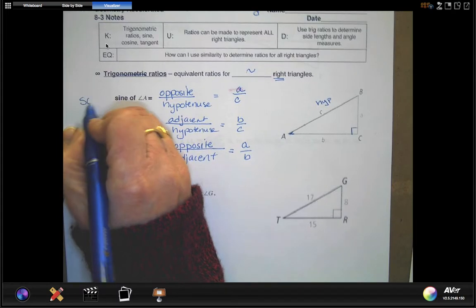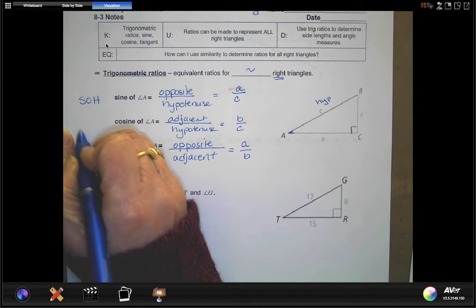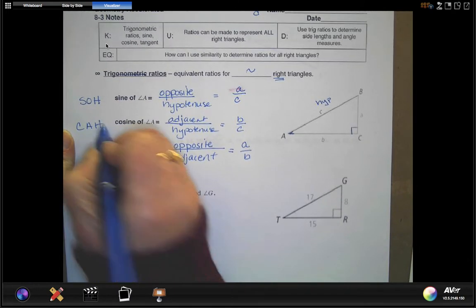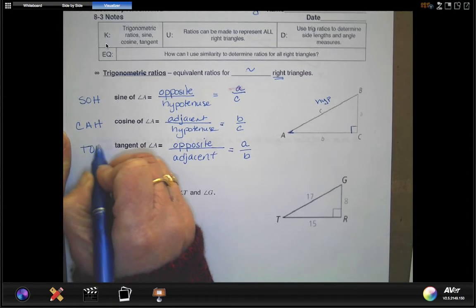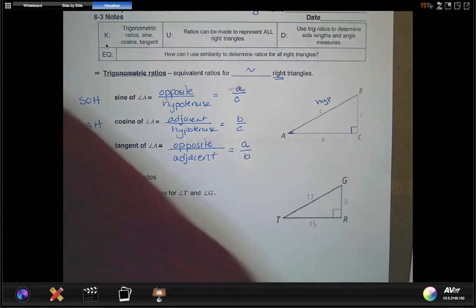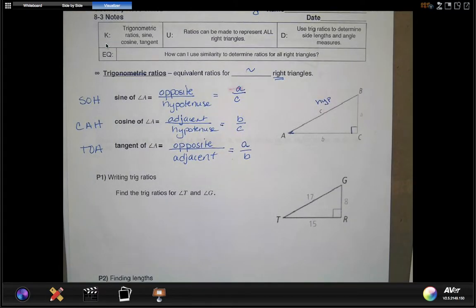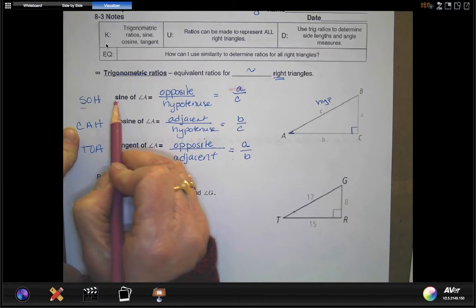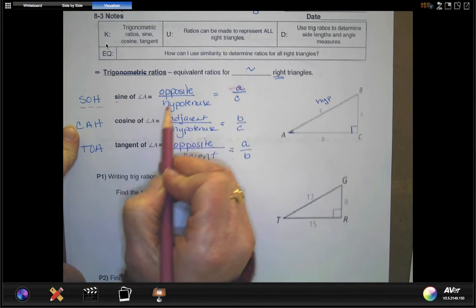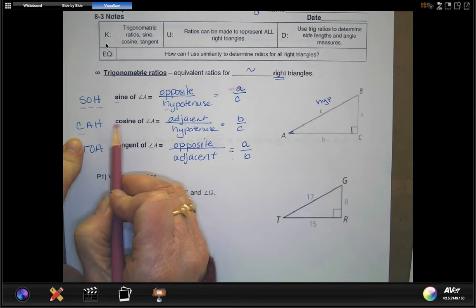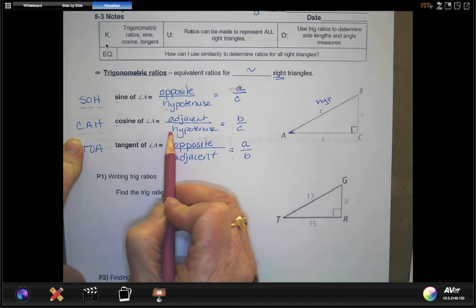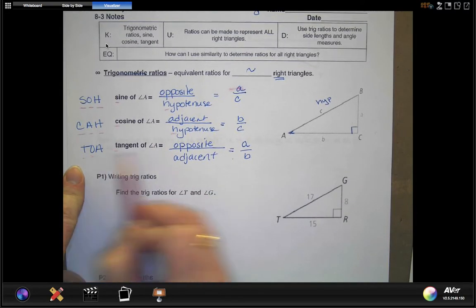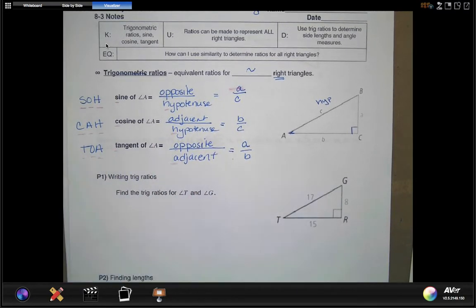Your parents, or if you say to somebody, hey, I'm taking geometry, they might be like, oh, SOHCAHTOA. So SOHCAHTOA stands for S, sine, opposite over hypotenuse, okay? C, cosine, adjacent over hypotenuse. TOA, T, tangent, opposite over adjacent. So if you hear that SOHCAHTOA, then you can just remember that they're talking about sine, cosine, tangent ratios.